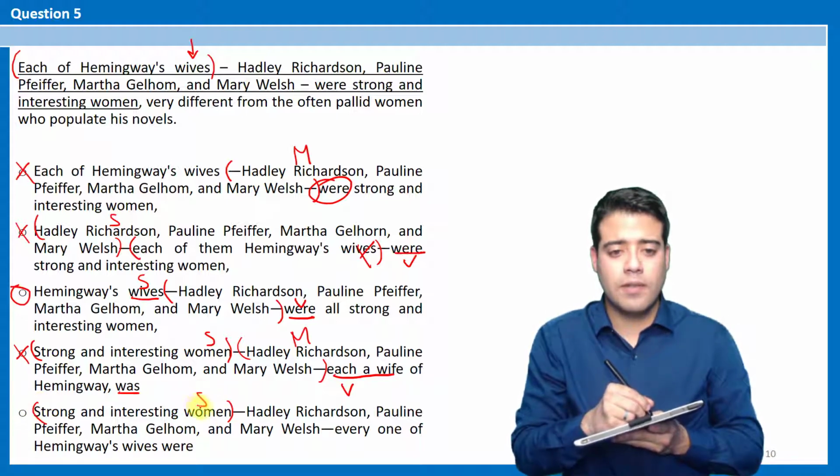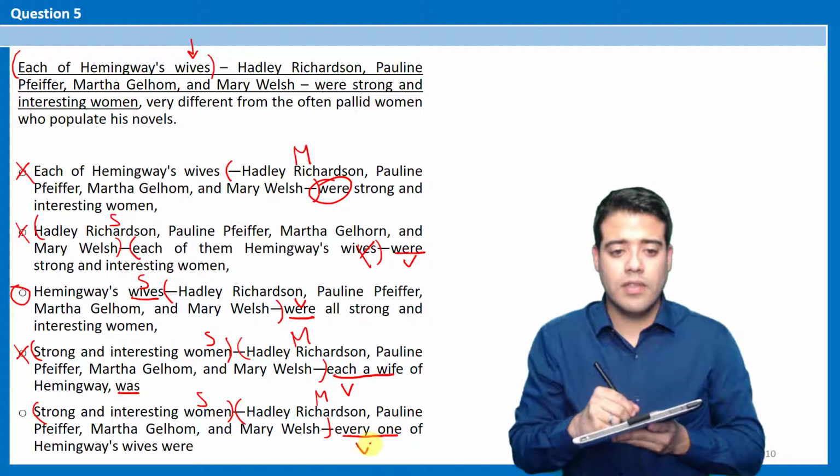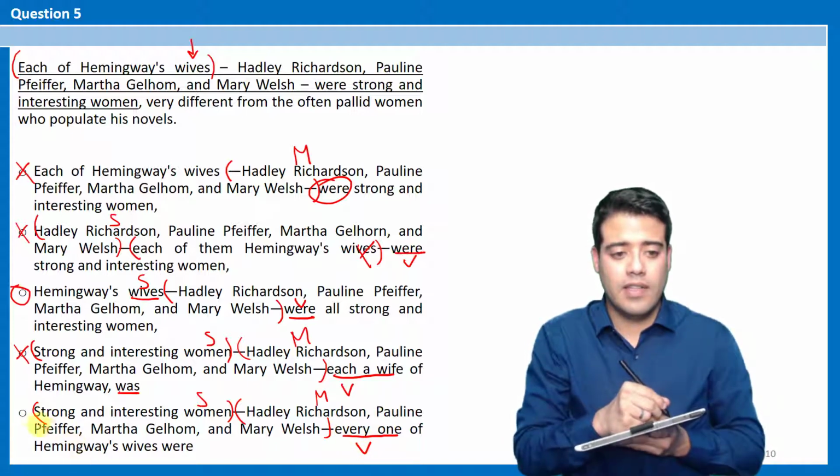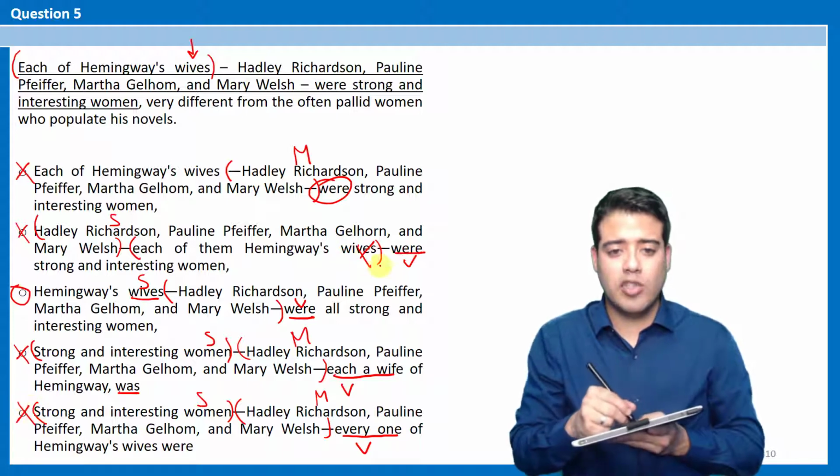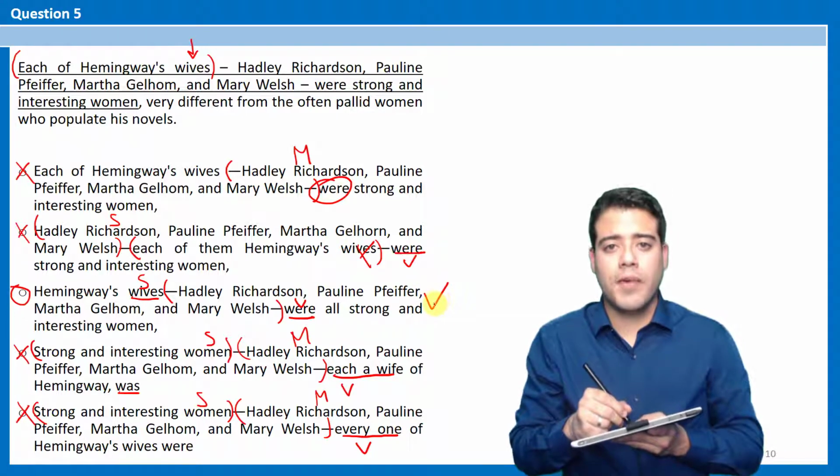And in the last one you have strong and interesting women. That's my subject. Get rid of the modifier between dashes. And you're expecting a verb, not everyone. So strong and interesting women were, or something like that. And this is incorrect. The best choice is number 3.